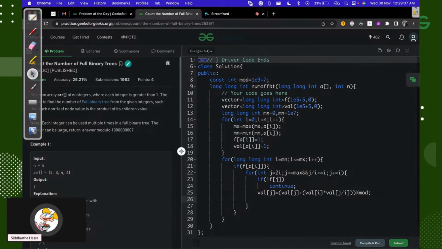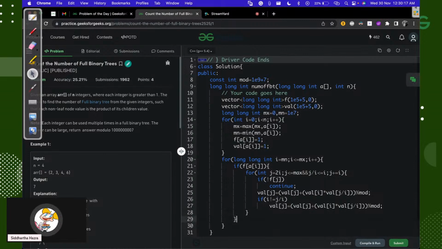Okay, now the condition is if i is not equal to j divided by i, then value of j is equal to value of j plus value of i multiplied by value of j divided by i, modulo the mod itself, and this is done.